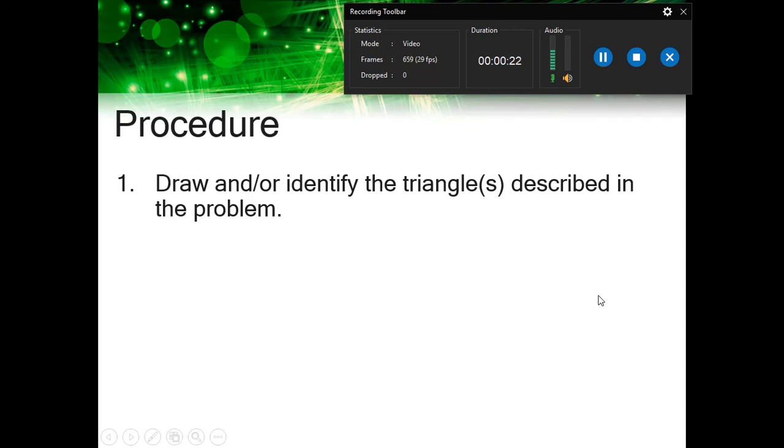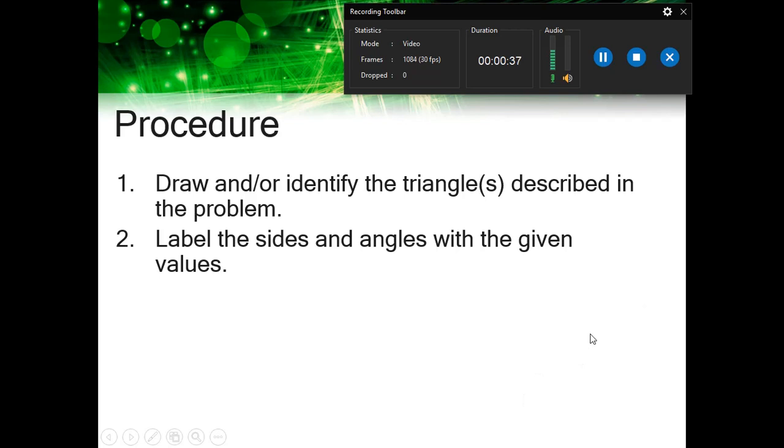Because we're dealing with word problems, it's always highly recommended that you draw a picture. In this case, it will definitely be a triangle to model the situation or the problem. Once you've drawn your diagram, it's always helpful to label the sides and the angles with whatever information they've provided you.